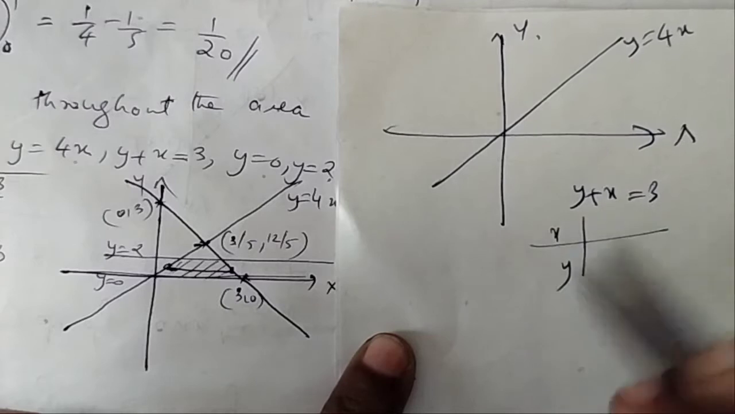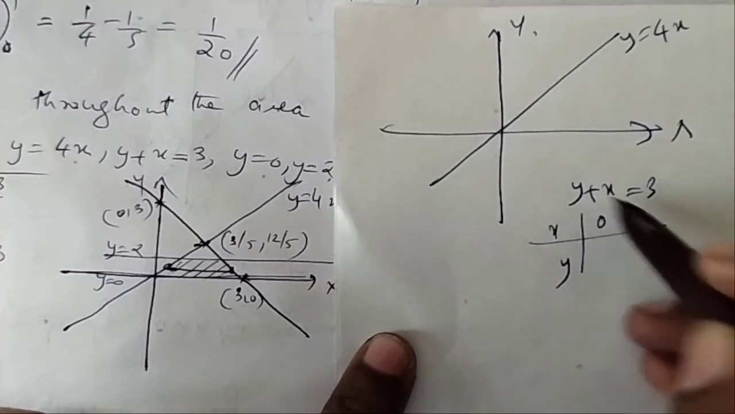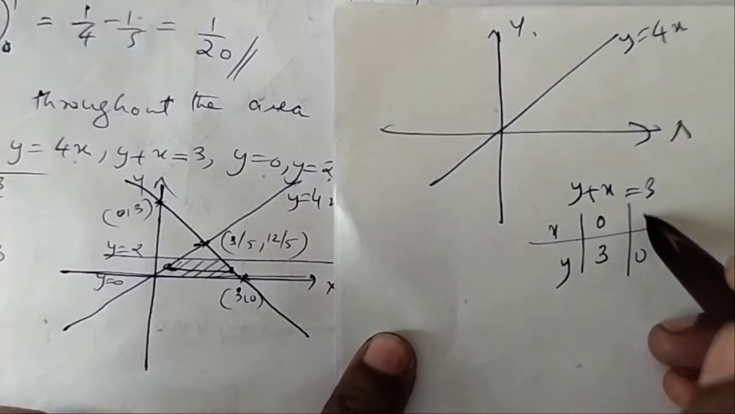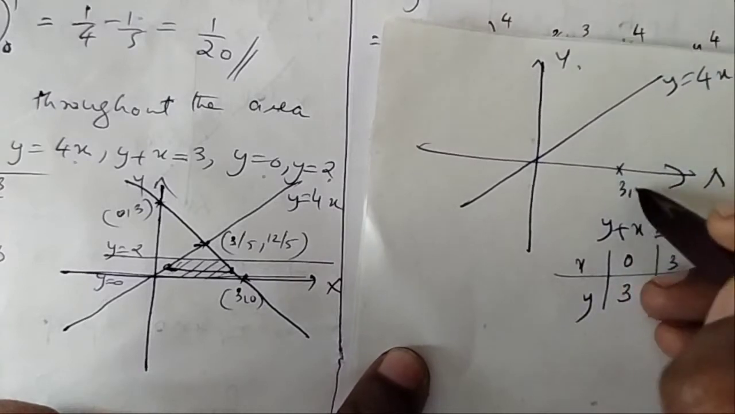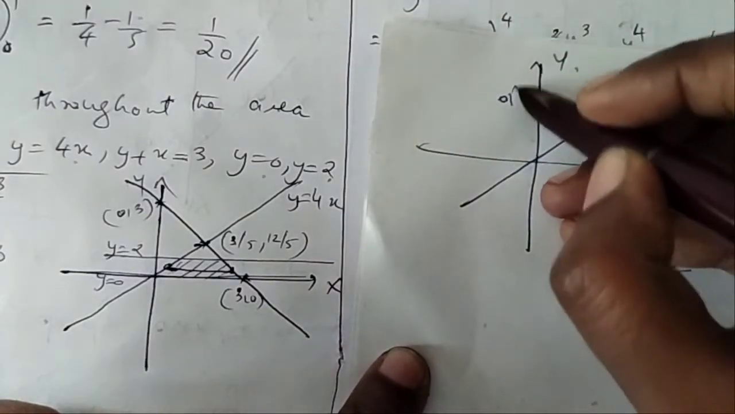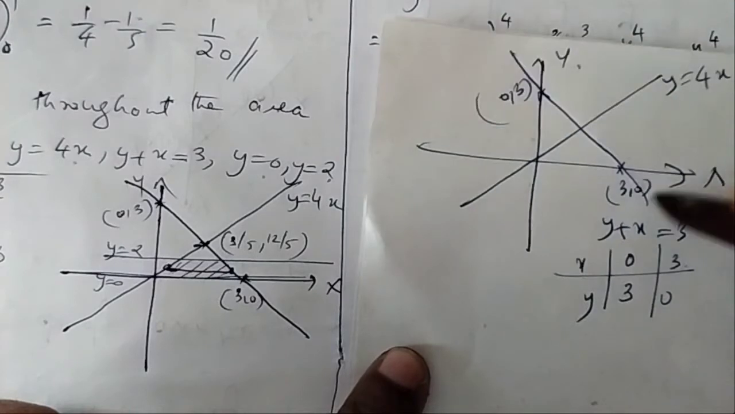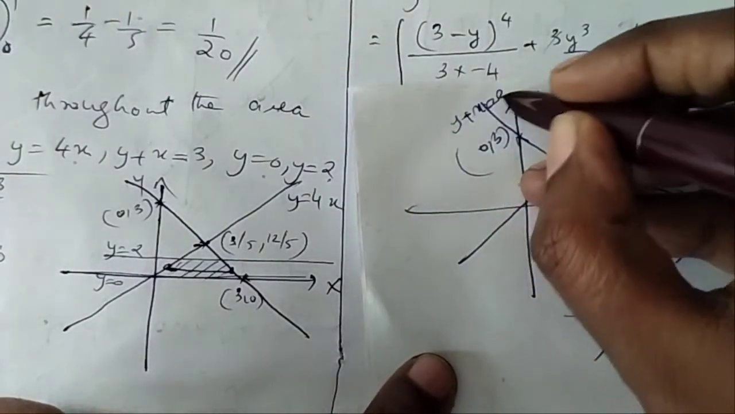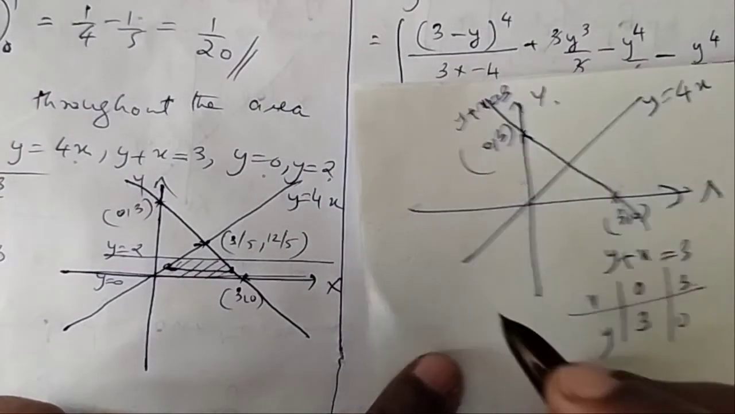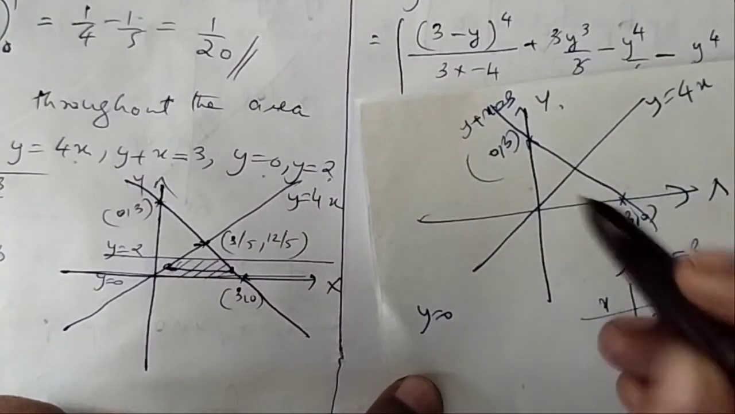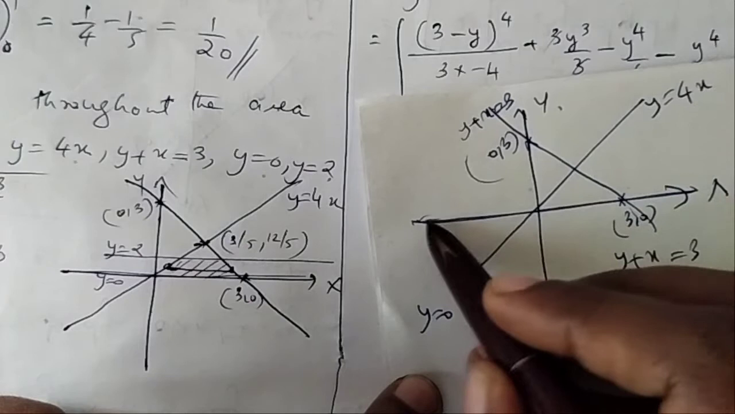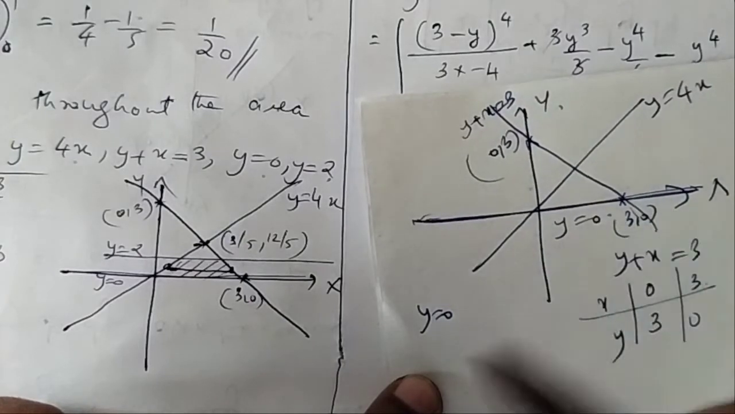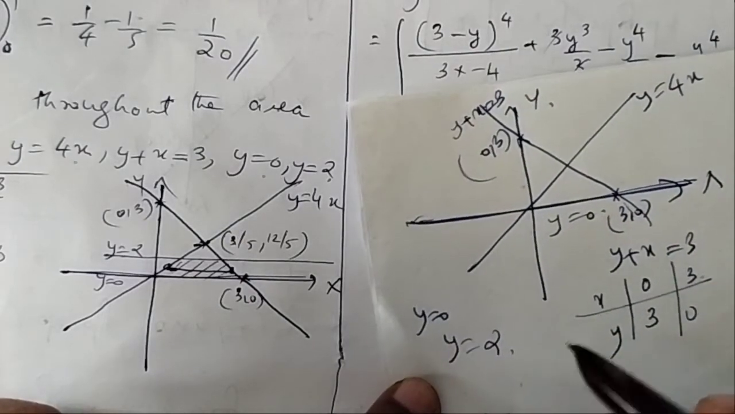So for that, put any 2 points. If x is 0, y is 3. If y is 0, x is 3. So this is 0, 3. So this straight line is y plus x is equal to 3. This is y is equal to 4x. Then y is equal to 0, that is the x-axis. Then y is equal to 2.